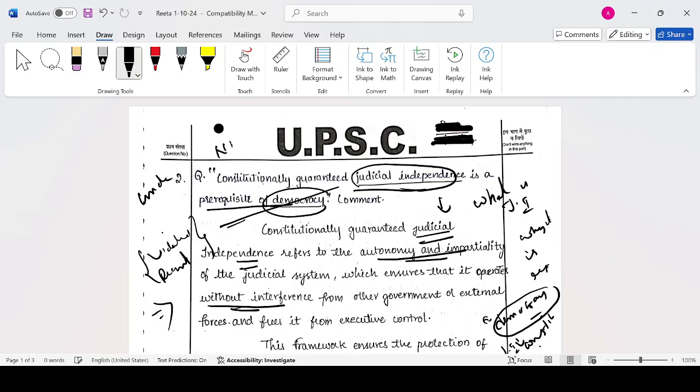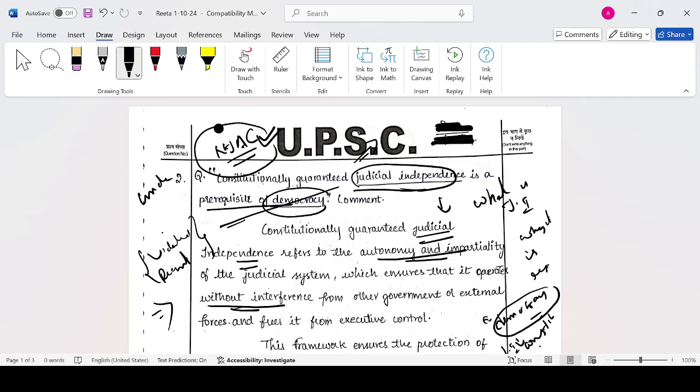And even the NJAC, the National Judicial Appointments Commission: when the government tried to bring a parliamentary law on how judges should be appointed, the judiciary nullified it. While the judiciary expects accountability from other important constitutional bodies like Parliament and the executive, it is not transparent enough to show that it is accountable.